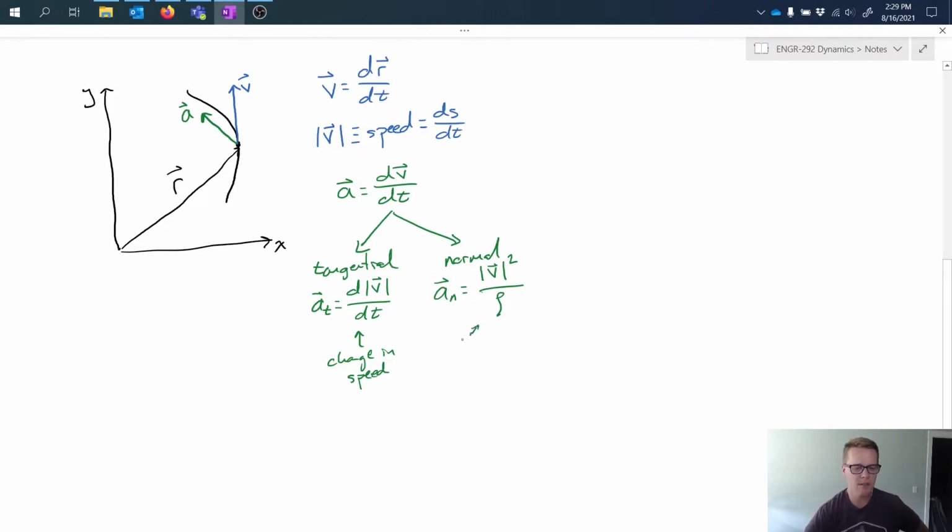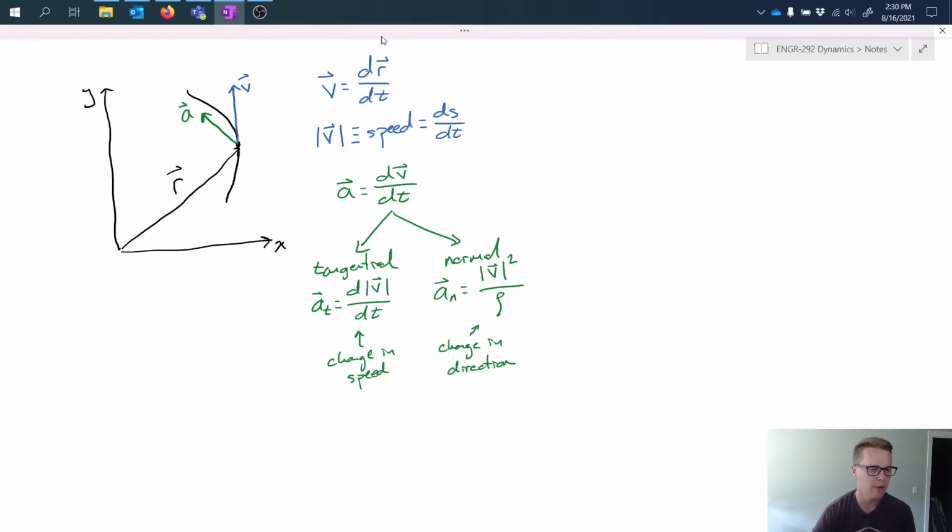And what this practically represents for us is the change in direction of our particle, the rate of change in the direction. So we have one component of acceleration representing rate of change of speed on the left in the tangential direction, and then we have a component representing rate of change of the direction of the velocity vector.